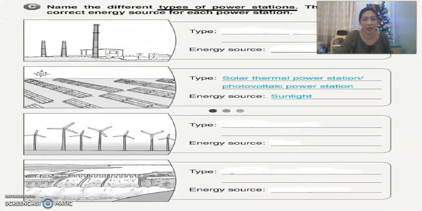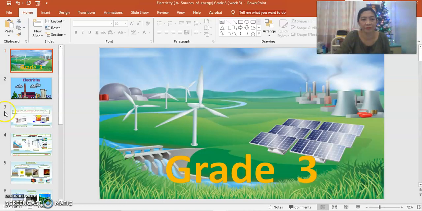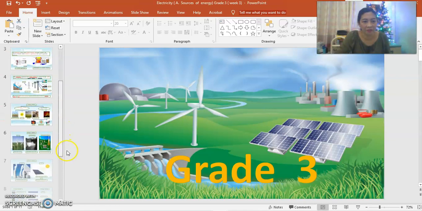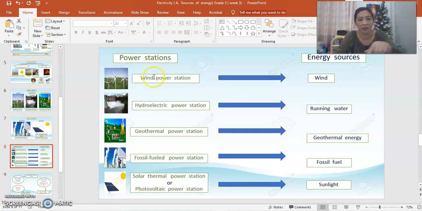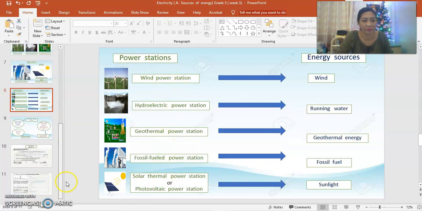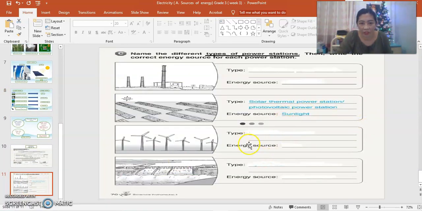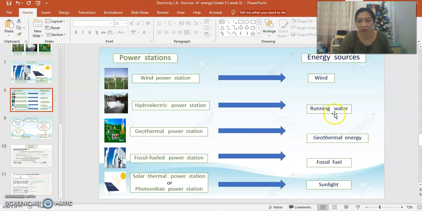And this is name different types of power stations. Write the type of power station and the energy sources. For the energy sources, it is wind, running water, geothermal energy, fossil fuel, and sunlight.